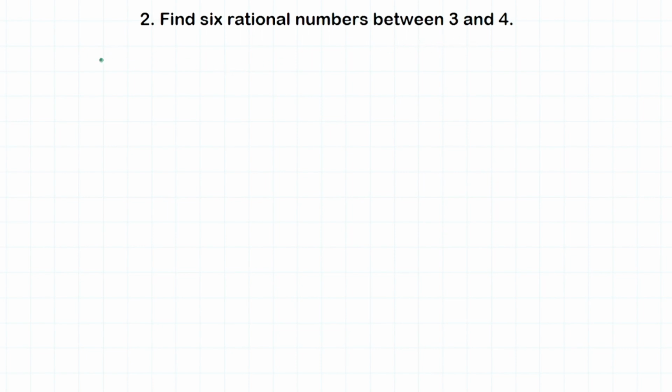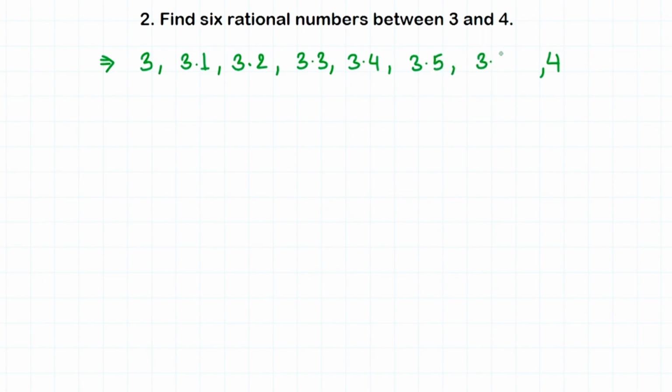So our first way is the easiest way, okay? So let's write our 3 over here, and let's write our 4 over here, okay? So we are going to find 6 rational numbers between 3 and 4. So we know that 3.1 lies between 3 and 4, right? 3.2 also lies between 3 and 4. 3.3 lies between 3 and 4. 3.4, 3.5, and finally 3.6 also lies between 3 and 4.